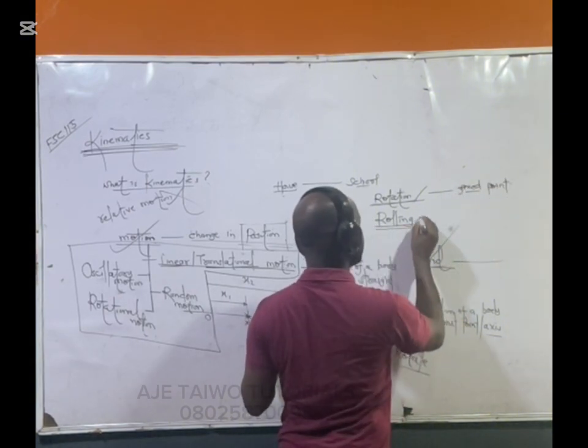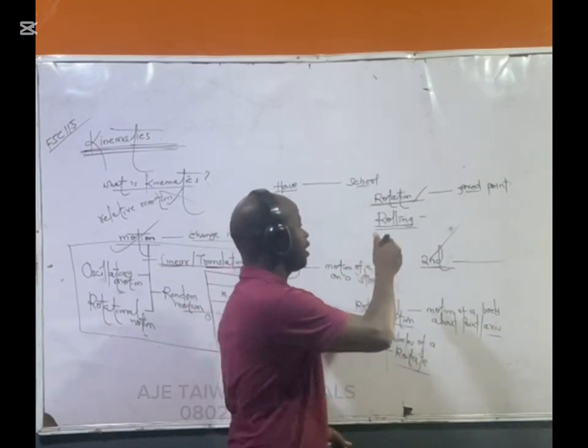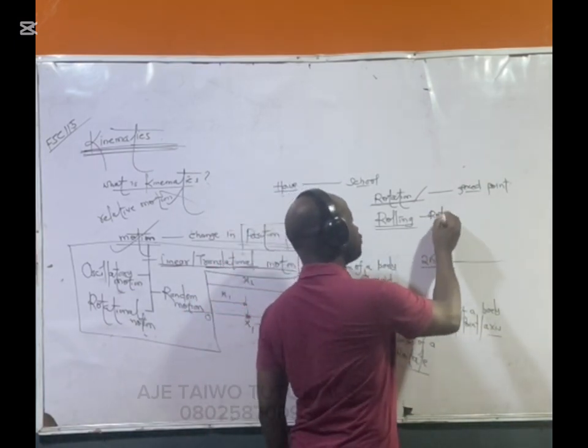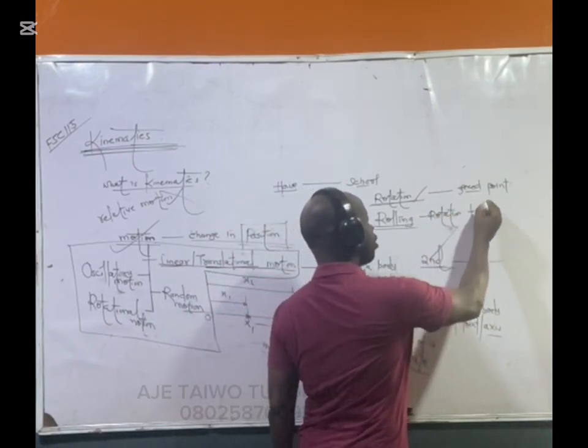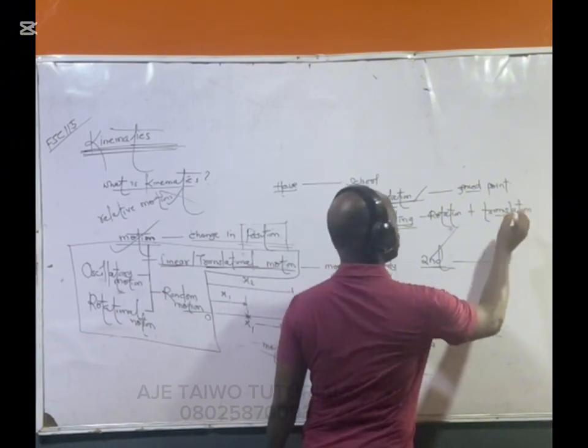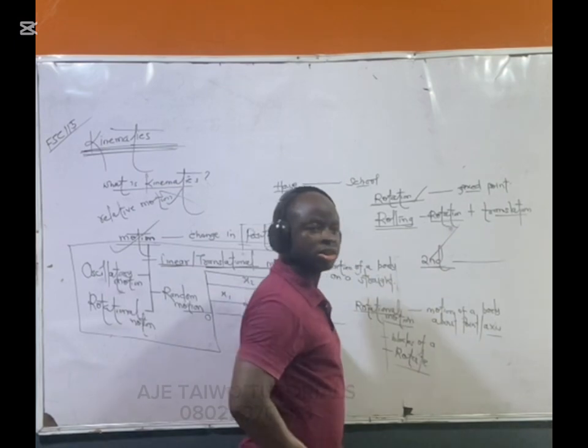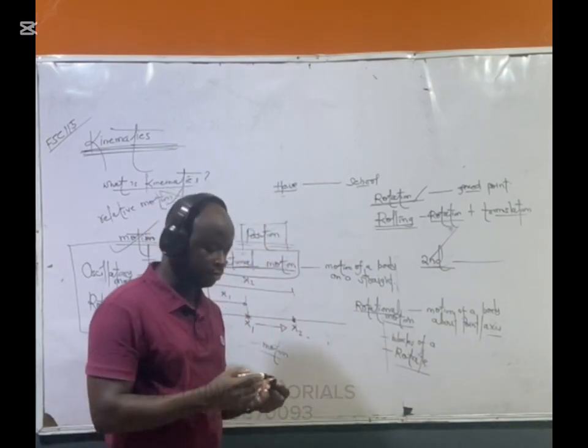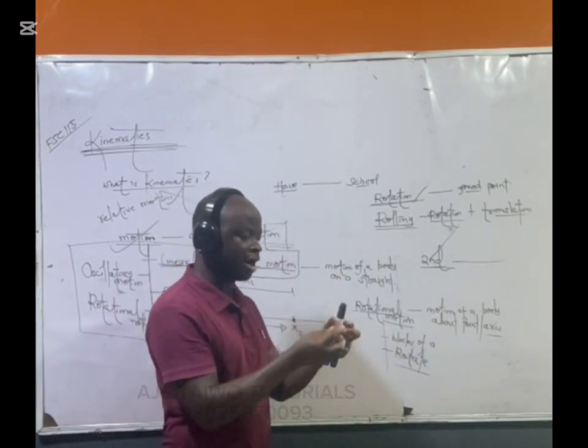But for rolling, the body rotates. Rolling involves rotation plus translation. Please take note of this. Rolling involves what? Rotation and translation. If you see this marker, watch.